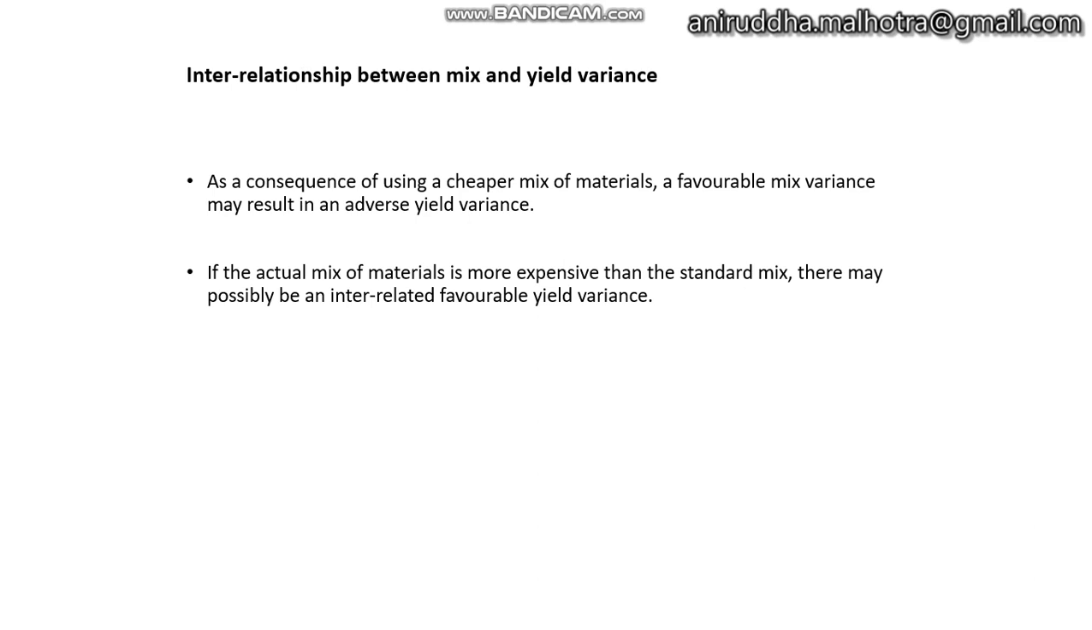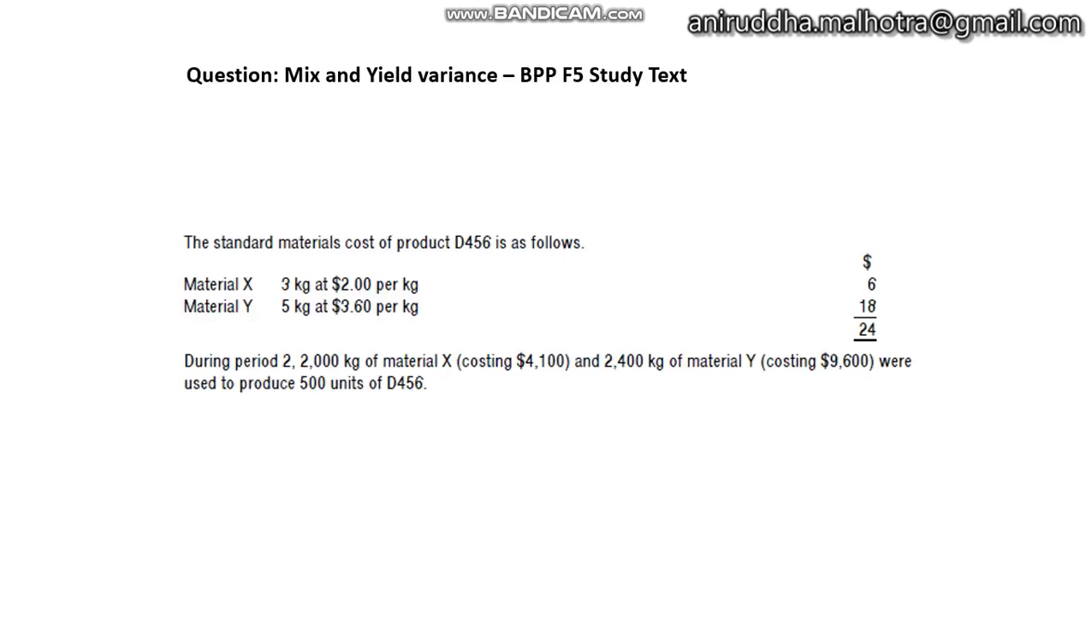So now let's solve a question and understand these variances slightly better. We have a very simple question over here. This is from your BPP F5 study text. So if you have the study text, you can follow that example and read more of the details which are given in your study text.